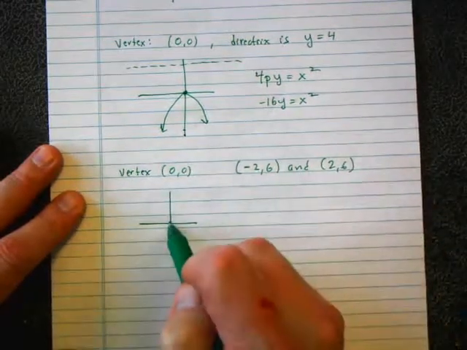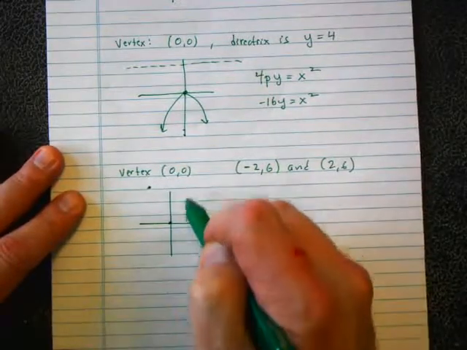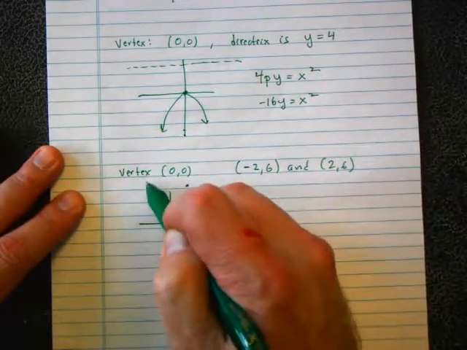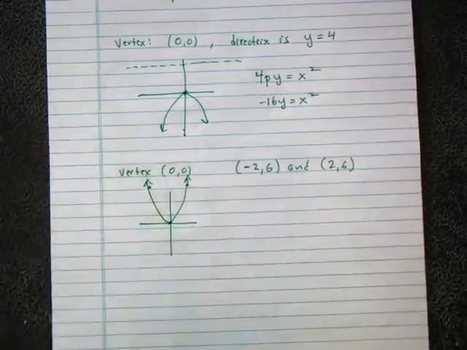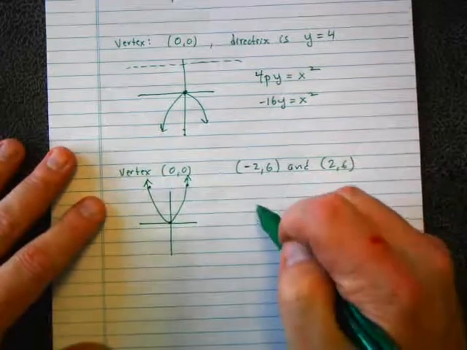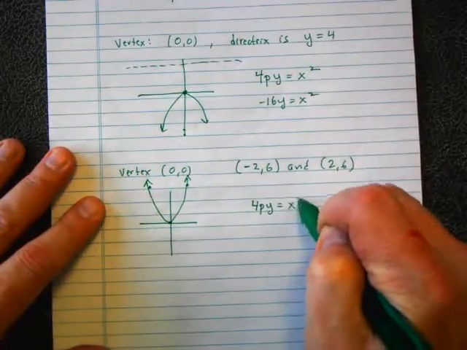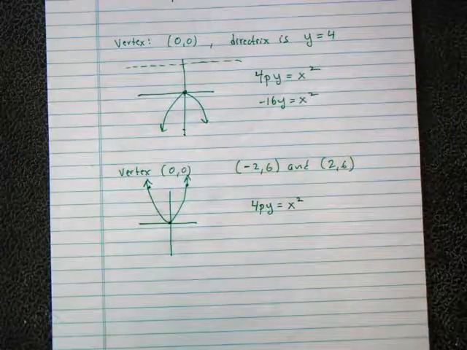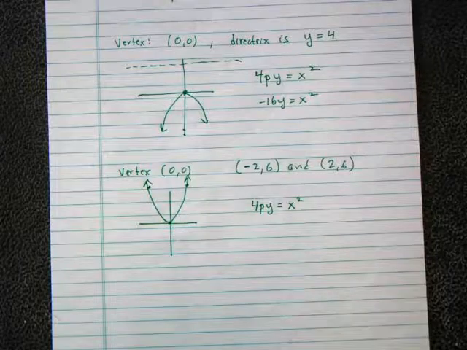Nothing fancy. There's 0, 0. Negative 2, 6 would be here. 2, 6 would be there. So it's got to look this way. So it's got to be up. Since it's up, what's my equation? 4py equals x squared. P has got to be a positive number because it's going up. That's absolutely true.